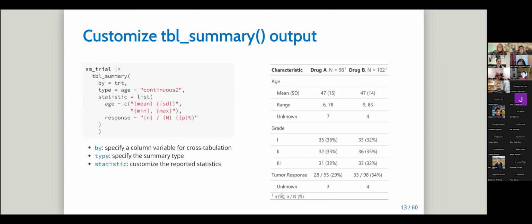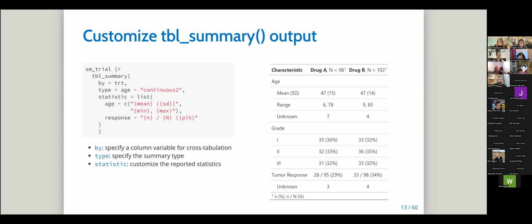We can also customize the statistic by using the statistic argument. Here I want to customize what's being produced for age, and instead of the median and IQR, I want the mean and the standard deviation. I also want to show the min and the max, so the range of this continuous variable. This is where the continuous2 type really comes in. By using continuous2, I can now have two or more summaries for my continuous variable on separate rows. So for age, I have one row for the mean and standard deviation, and a second row is produced for the range of that variable.